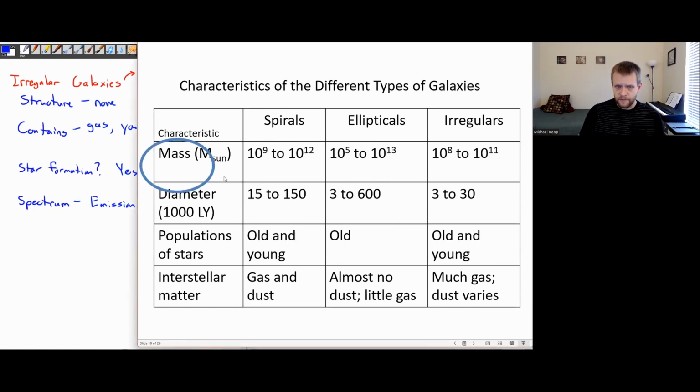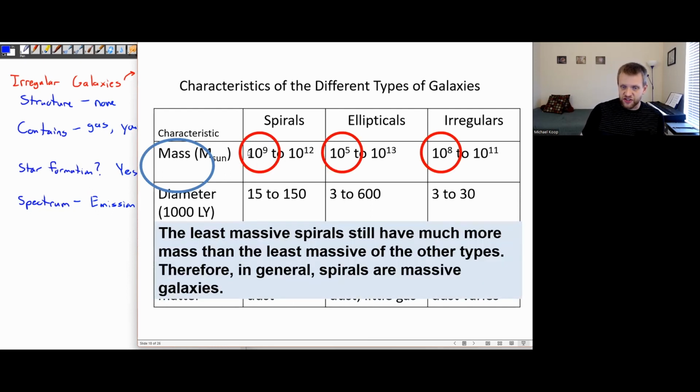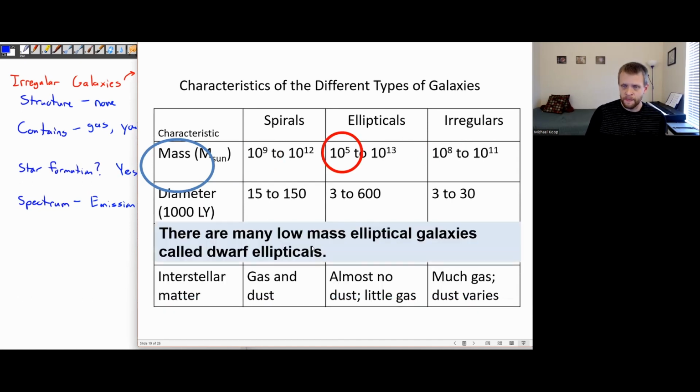In terms of the masses of these galaxies, notice that the lowest mass spiral galaxies are significantly more massive than either the elliptical galaxies or the irregular galaxies. Again, today, if it's a massive galaxy, it's most likely to be a spiral galaxy. So in general, spirals are massive galaxies.